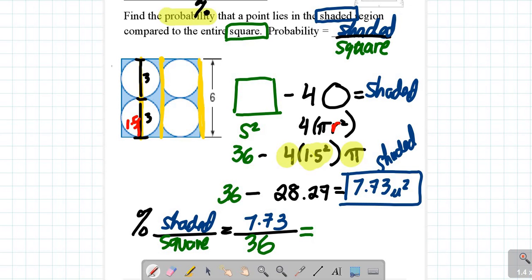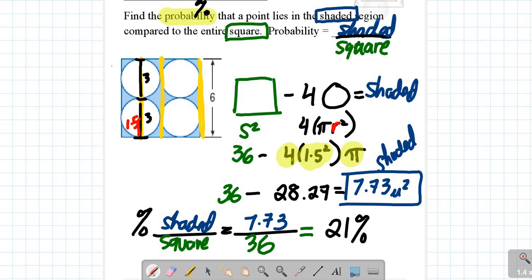What you got? You're getting about 21%, guys. Check your math. You're fine. You're not off. We just rounded. Oh, because I got 7.7. That's why you show your work.